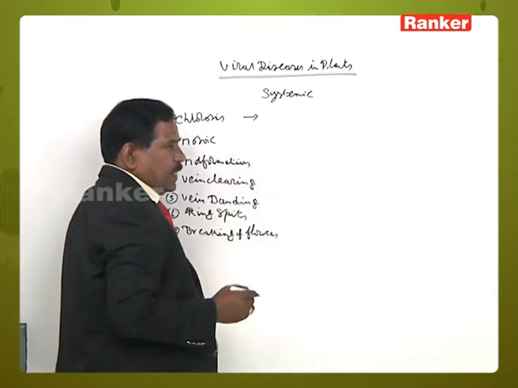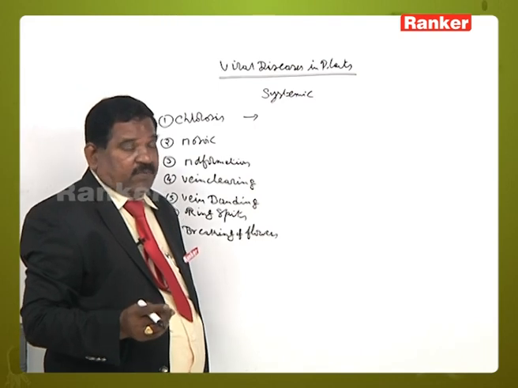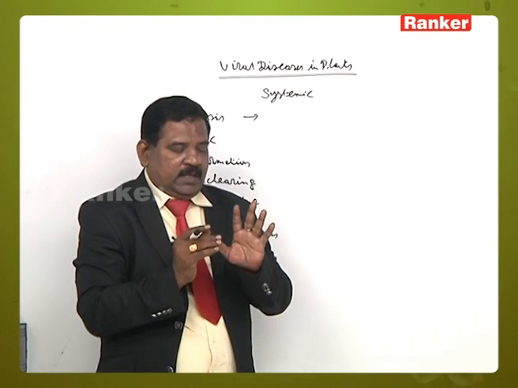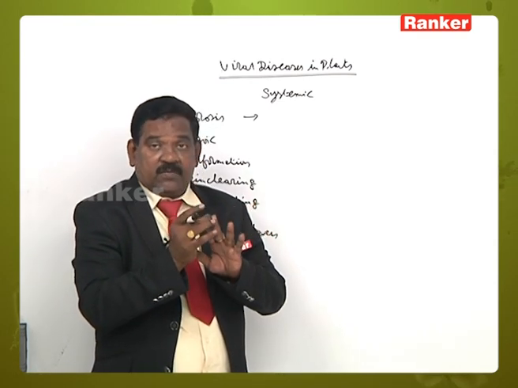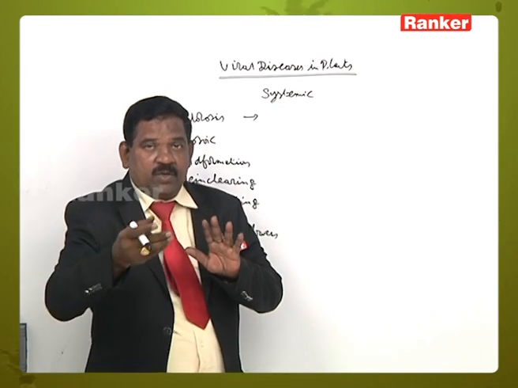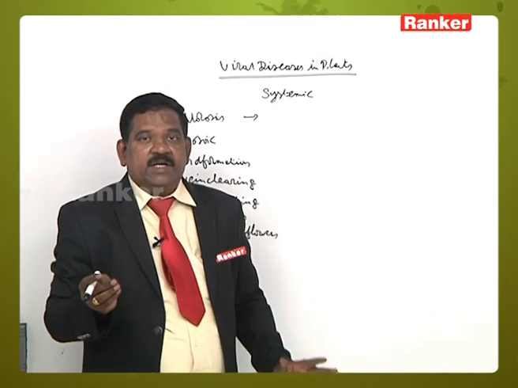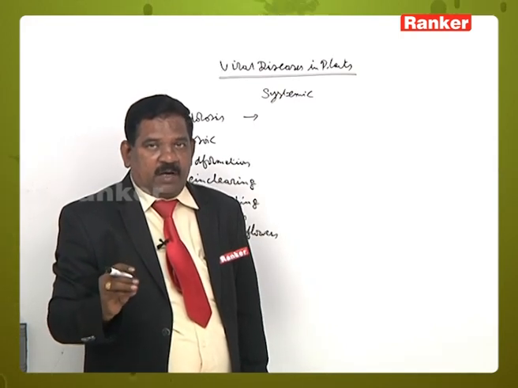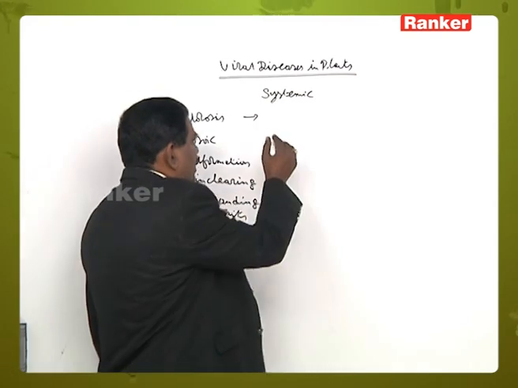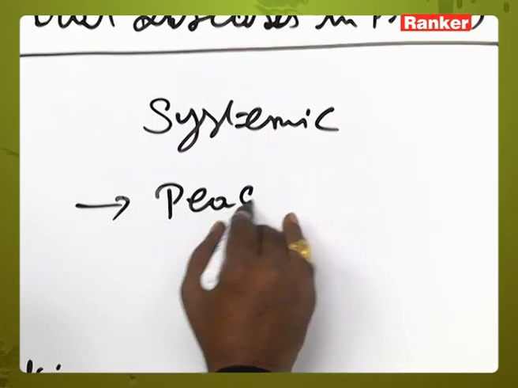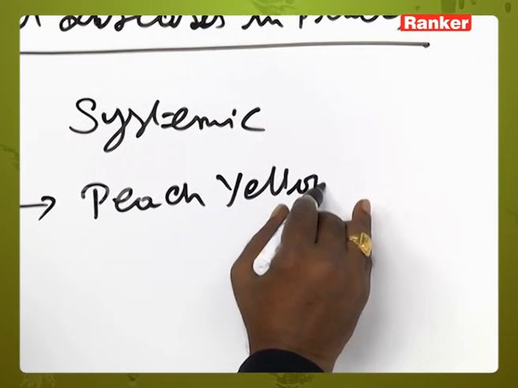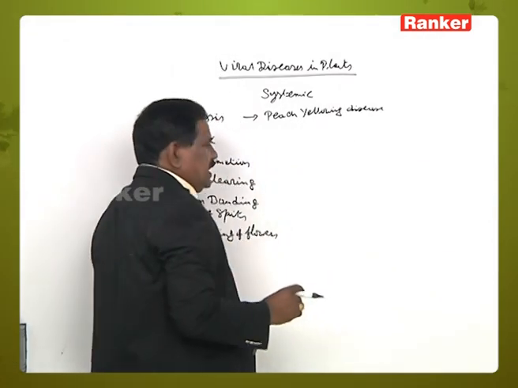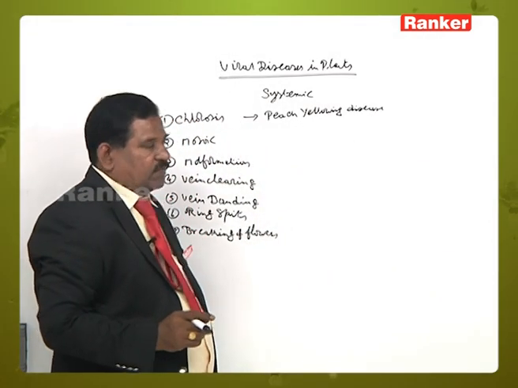Chlorosis, that is loss of chlorophyll. In the leaf, chlorophyll, carotenes, and xanthophyll are present in the chloroplast. When chlorophyll is lost, the leaves turn either yellow or white in color. Loss of chlorophyll is called chlorosis. Example, peach yellowing disease, loss of chlorophyll.